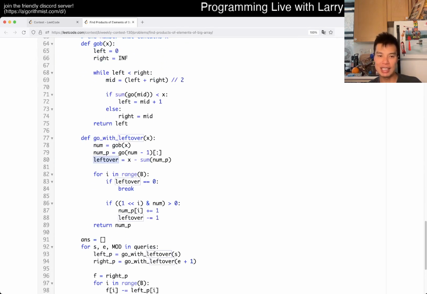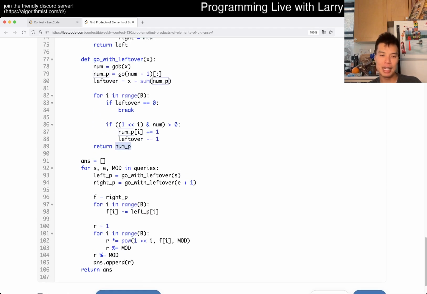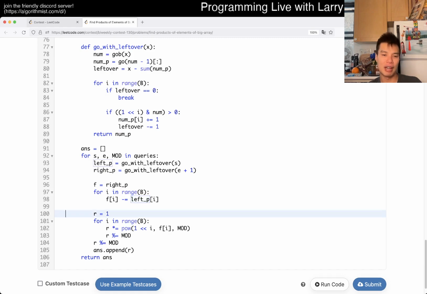And leftover is x minus the sum of the number of bits, right? Because x is just the number that we care about. And then here we just get the first leftover number of bits in a greedy, small to large kind of way, right? So leftover goes to 0, we're good. And then we just return number p, which is the array that counts all these things. And then we get it for the right side, we get it for the left side, we subtract the left from the right. And then we just find the answer by calculating it, right?